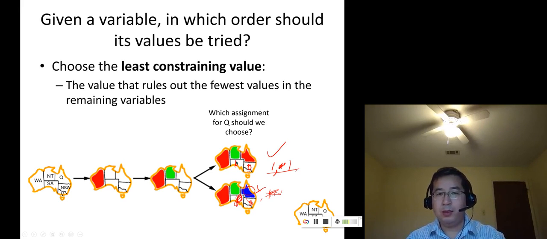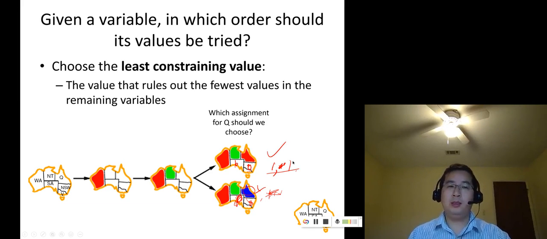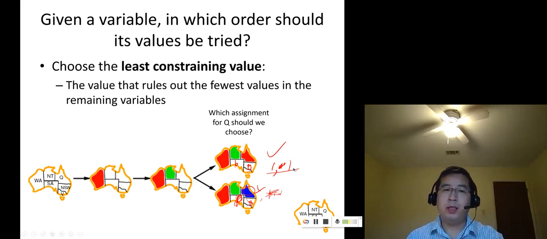For this one 1, this one 1, this one 0. Of course, we will choose the least constraining value here. Rather than using blue, we use red, because this is more promising to find a complete assignment. Okay, this is the reason or the motivation, the idea why we have this design.